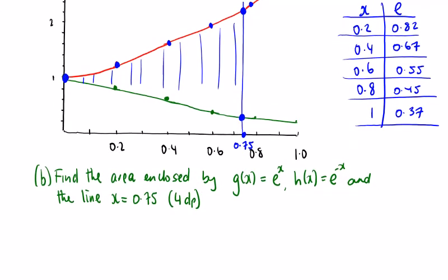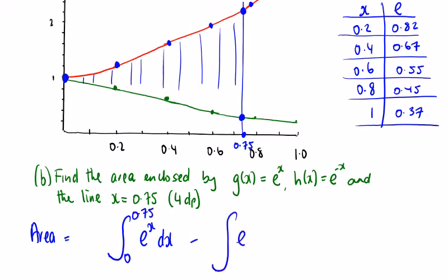So we write this out. We're looking for the area. So the area is equal to the integral, and the top line is e of x. So it's always the top line minus the bottom line. So we have e of x dx between 0 and 0.75. And we'd have to take away the integral of e to the power minus x dx between 0 and 0.75.